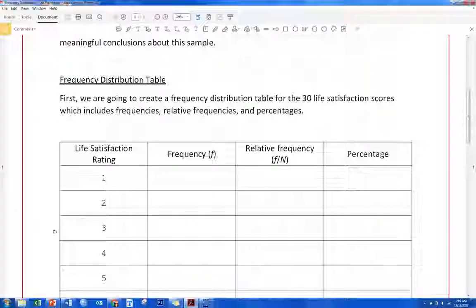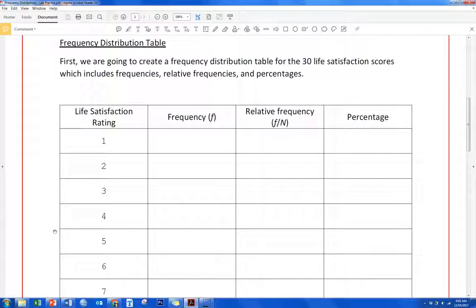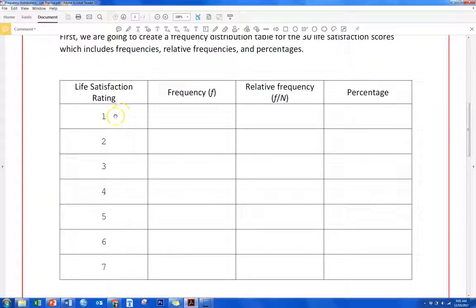So we're going to begin by creating a frequency distribution table. We're going to create a table for all 30 scores, which includes frequencies, relative frequencies, and percentages. Over here in the first column are each of the 7 possible responses. So each of the 30 people gave us one of these 7 responses. In the next column, we're going to give the frequency. That's how many people gave this response.